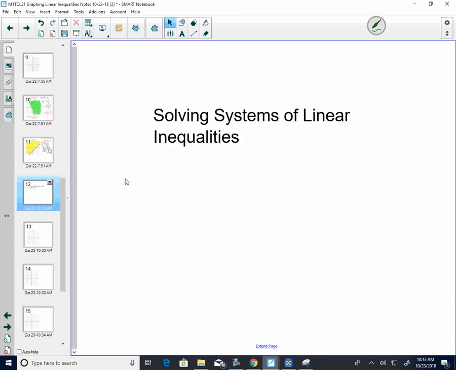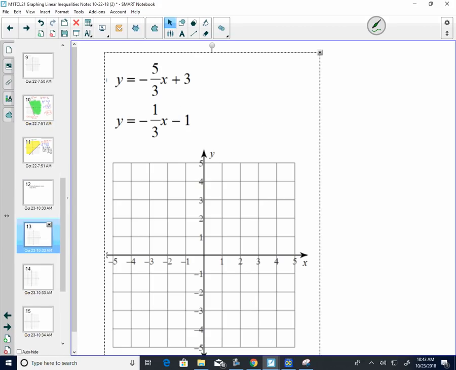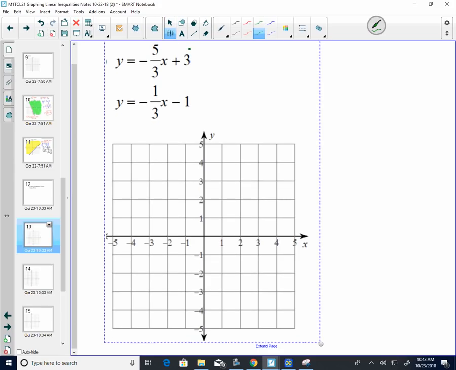Okay, today we're going to take a look at solving systems of linear inequalities. We have graphed linear inequalities. We have graphed systems of linear equations. And that's actually where I want to start, with an example of graphing linear equations. We know they're equations because they have equal signs. And we should know how to graph these.